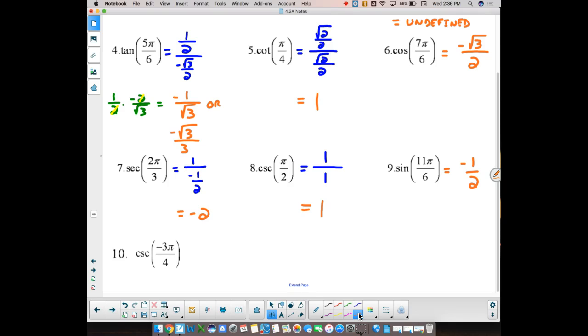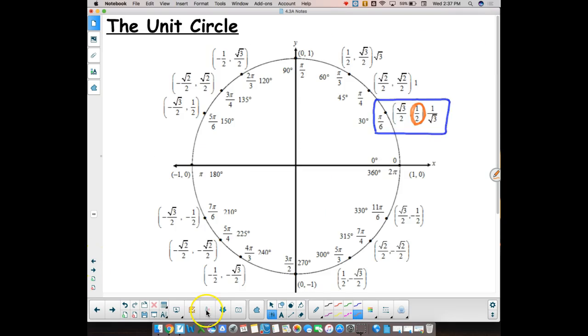What is the cosecant of negative 3 pi over 4? Let's go back here. If I go that way on the unit circle, that's my positive direction, correct? We call that counterclockwise, correct? Okay.